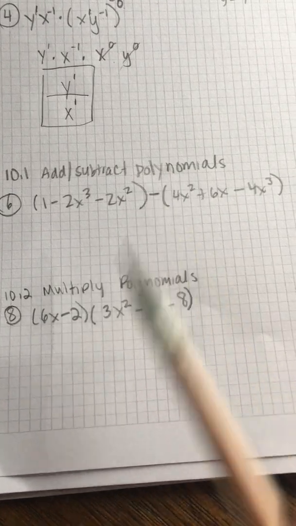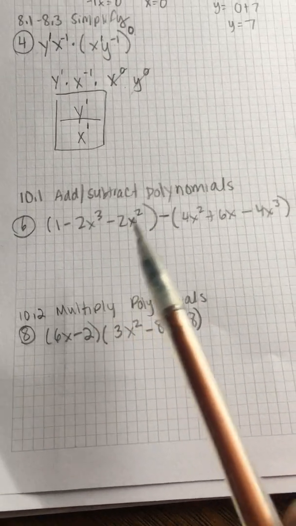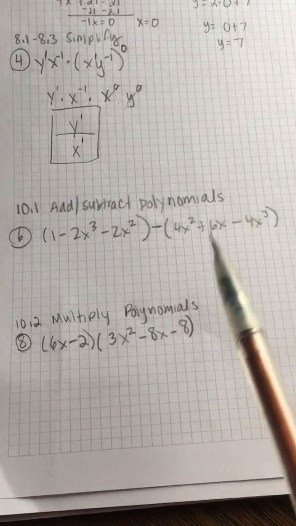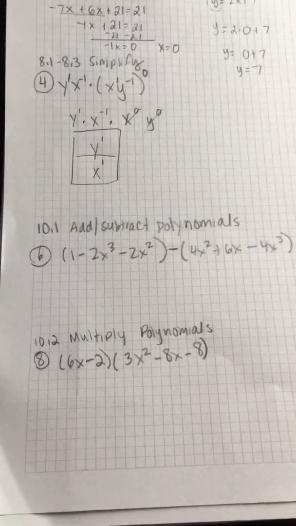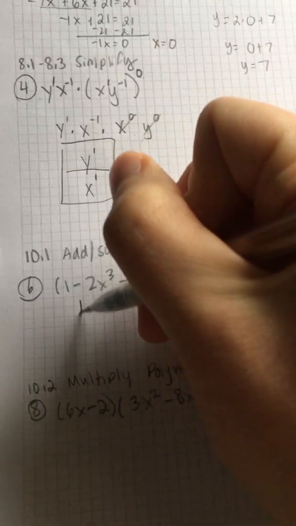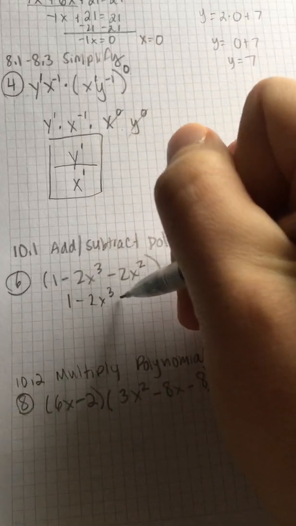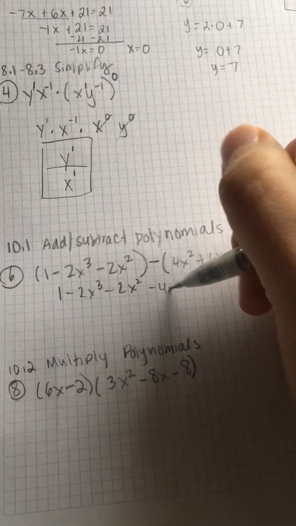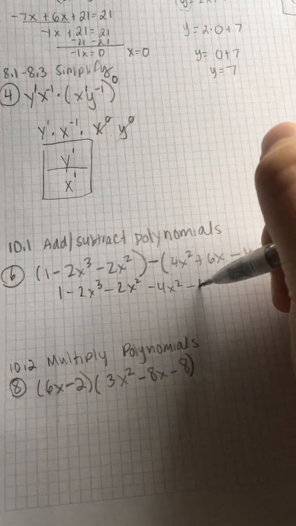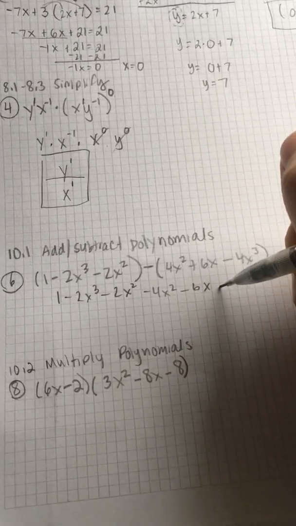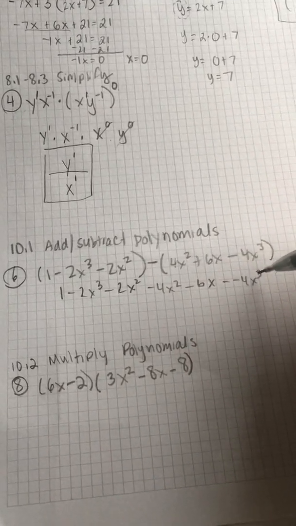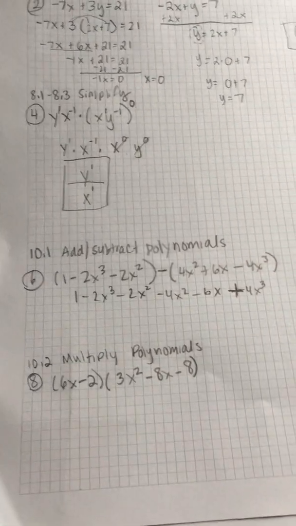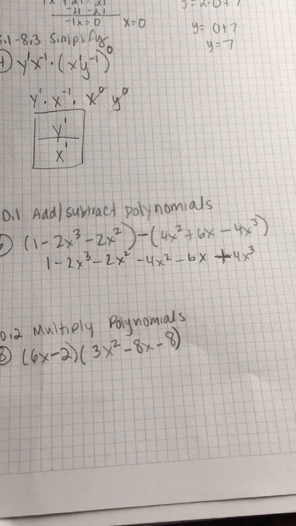Okay, so to subtract, it says in 10.1, this number we need to subtract. Hopefully you agree that we have subtraction going on here. First polynomial comes down. We just have to make sure we subtract the 4x squared, that we subtract the 6x, and that we subtract the negative 4x cubed. So bringing down 1 minus 2x cubed minus 2x squared. Again, subtracting the 4x squared, subtracting the 6x, and subtracting the negative 4x cubed. So subtracting a negative, that part is going to become a positive. And then it's just all about combining like terms.